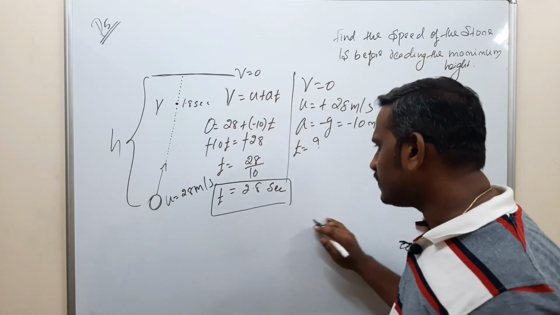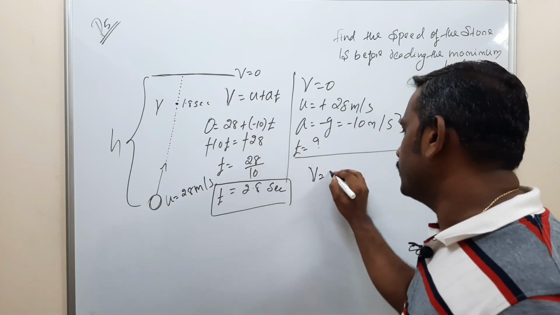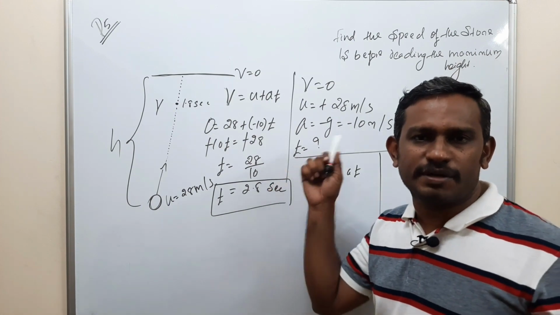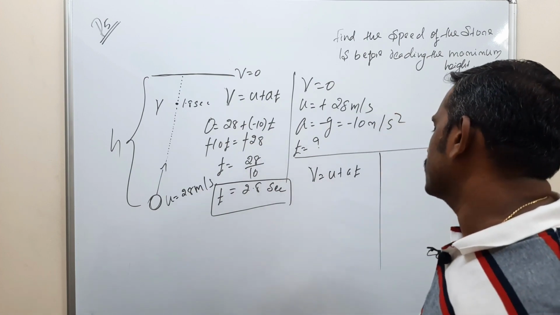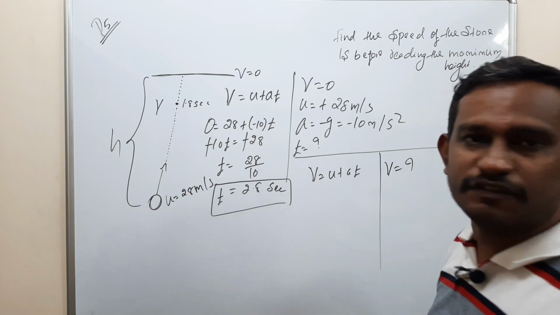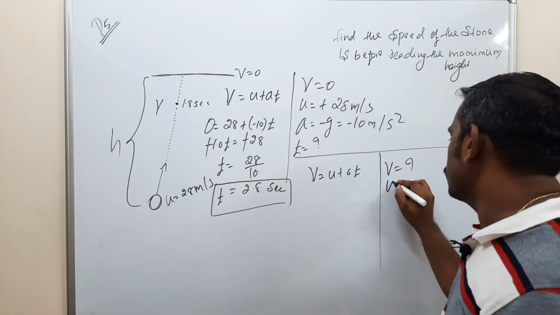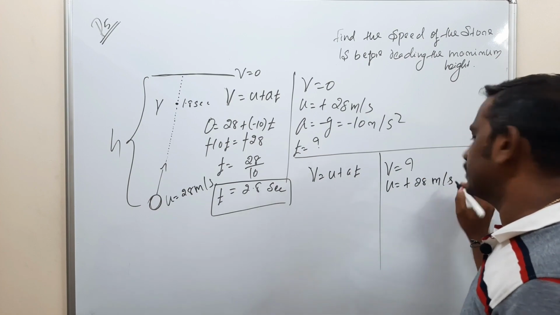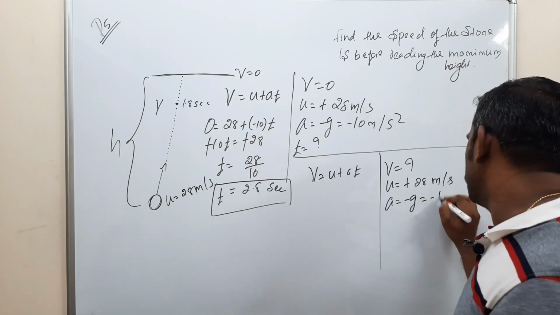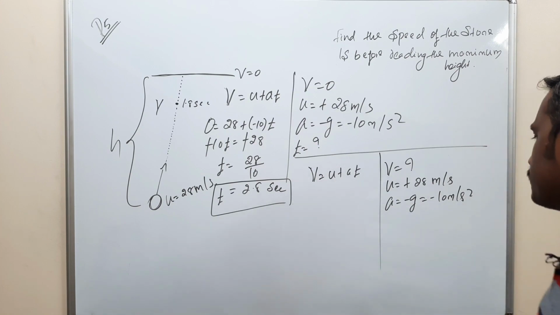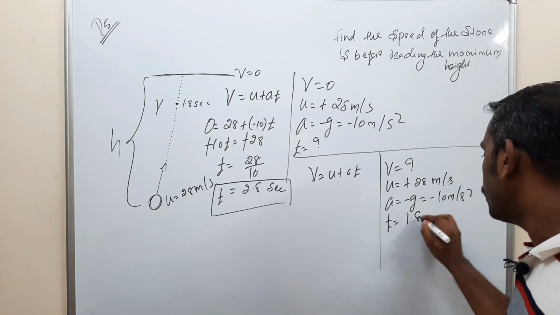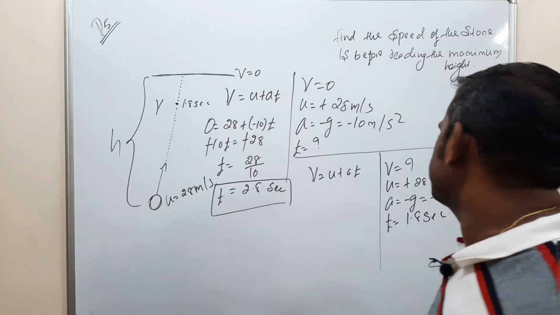So again, we are using the same kinematic equation, that is V is equal to U plus AT. This question is from H.C. Verma's book. So in this case, we have to find out the final velocity or final speed. U is equal to plus 28 meter per second. The stone is projected vertically upwards with 28 meter per second. So A is equal to minus g is equal to minus 10 meter per second square. So T is equal to, what is the time? 2.8 minus 1, that is equal to 1.8 second.